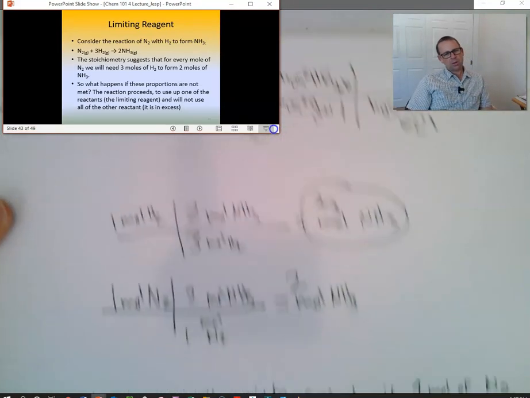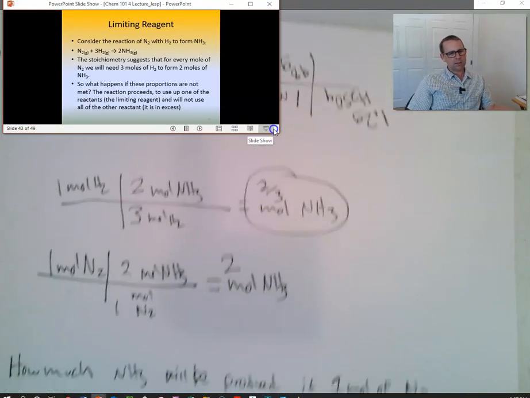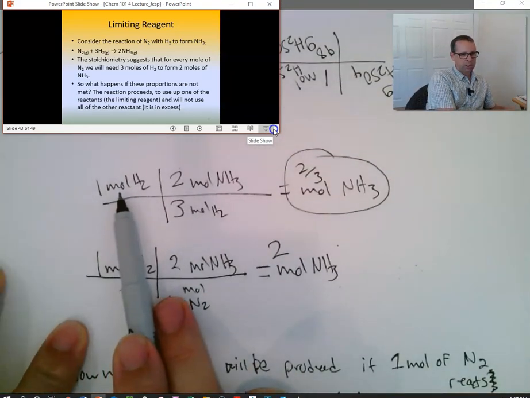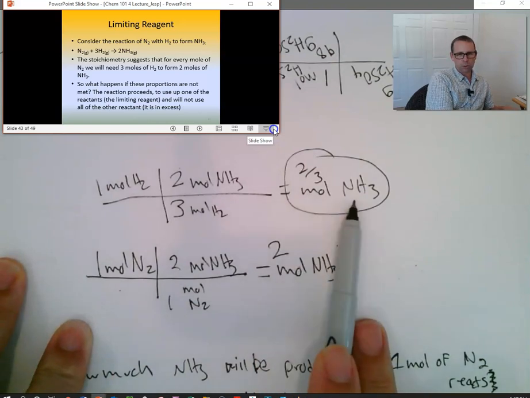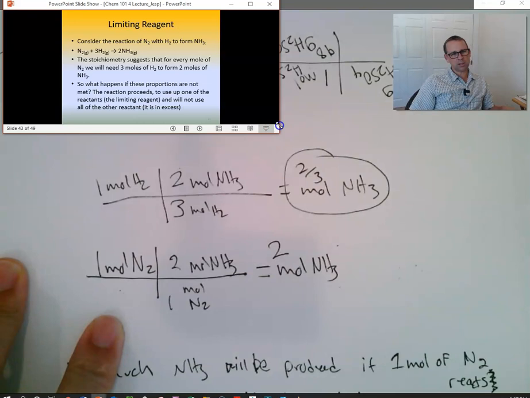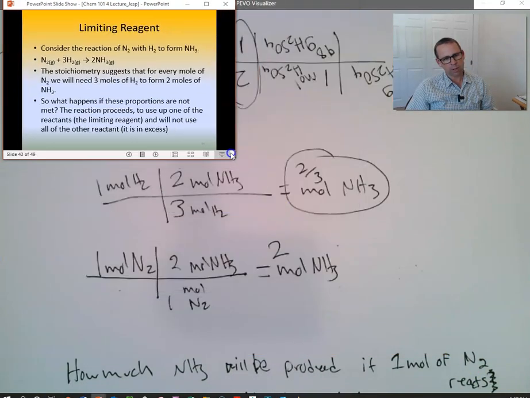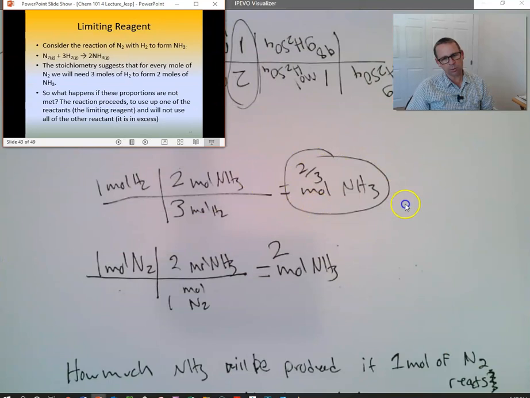Okay? So, basically, if I put in 1 mole of hydrogen gas, I'm only going to get 2/3 moles of ammonia out. Because the reaction says, and you can see the reaction there, right? It says it requires 3 moles of hydrogen to get 2 moles of ammonia. So if I only put 1 mole of hydrogen in, I'm only going to get 2/3 moles of ammonia.